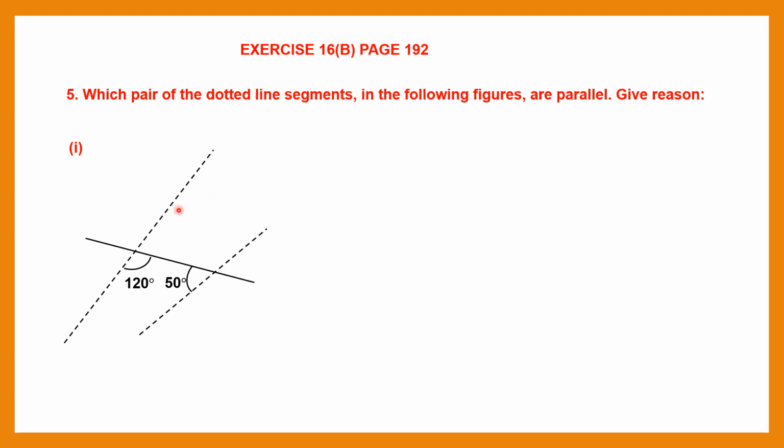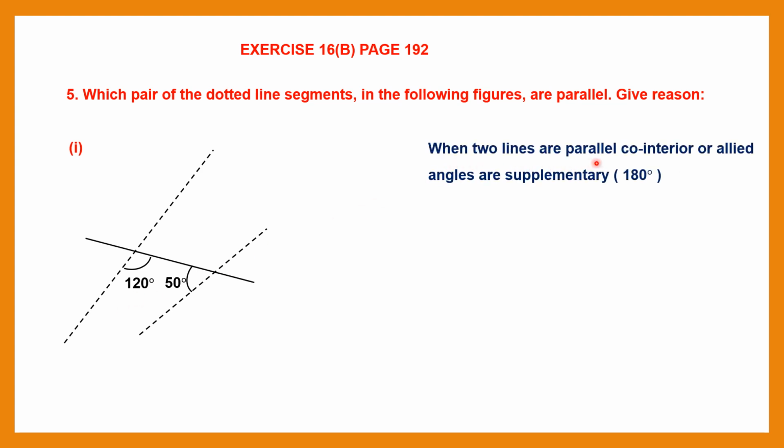So here we are going to find out if these two lines are parallel. Now two angles have been given. So when this transversal cuts these two lines, two angles here are formed, and these are called the co-interior angles. And if the lines are parallel, what is the property? The property is when two lines are parallel, co-interior or allied angles are supplementary. That means they must equal 180. So when I add up these two angles, they should add up to 180.